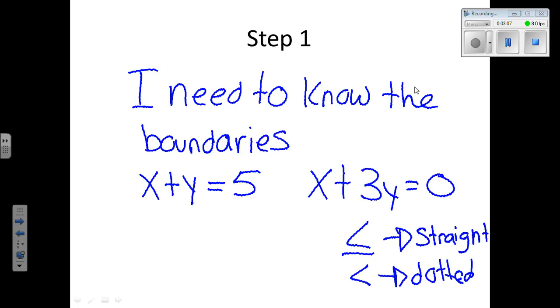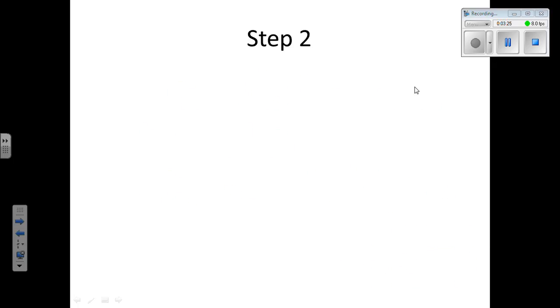Okay, so I know that x plus y equals 5, and I know that x plus 3y is equal to 0. Remember that if we have the less than or equal to, we are going to be using a straight line. If we just have a less than or greater than sign, we're going to be using a dotted line on our graph. So my step 2 is to determine 2 points for each of the sets.